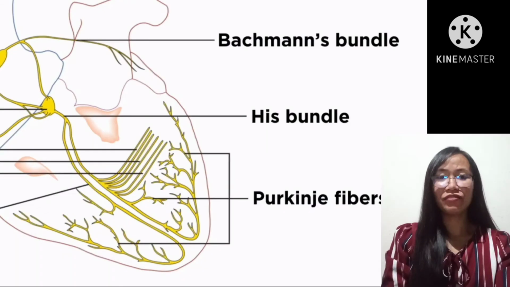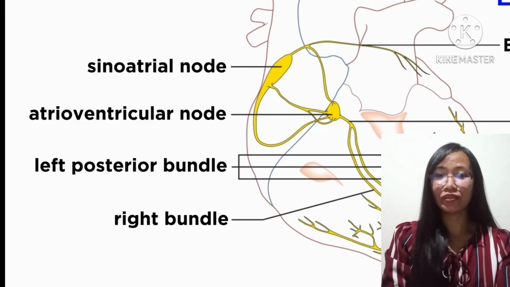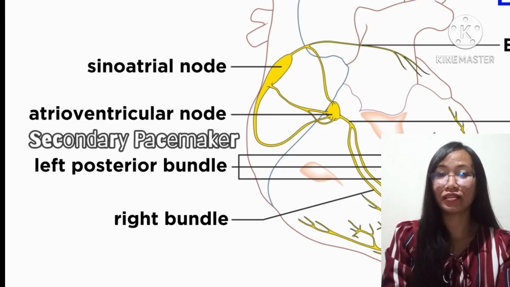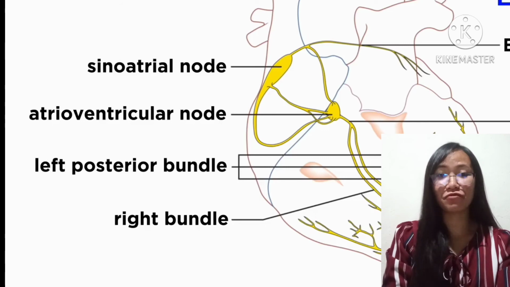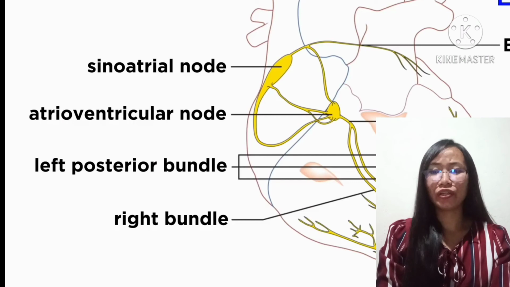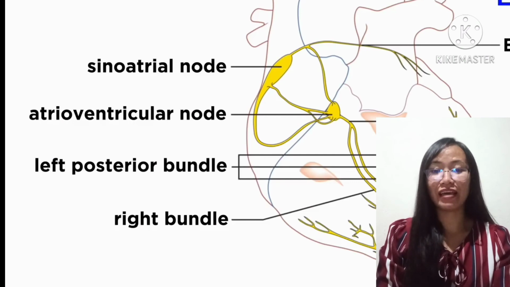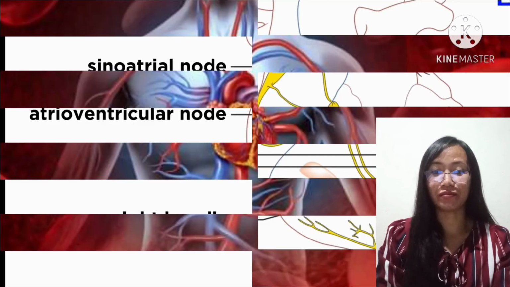The AV node, or atrioventricular node, is often called the secondary pacemaker of the heart, and its function is as the conduit of electrical activity from the SA node to the ventricles of the heart. It is located in the posterior inferior part of the interatrial septum.